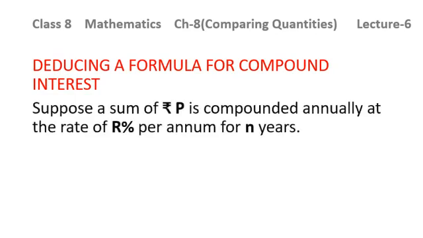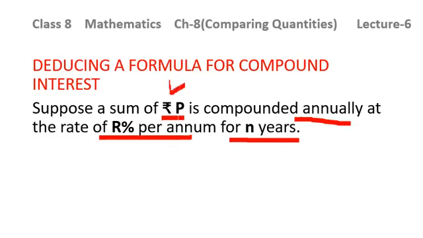Suppose a sum of rupees P is compounded annually at R% per annum for n years. As I need to deduce the formula, a formula is always deduced in the general way. So I have taken rupees P as the sum or the principal, R% as the rate, and time will be n years. In general I need to find the formula, so I cannot take a specified amount or a specified rate of interest for a specified number of years.